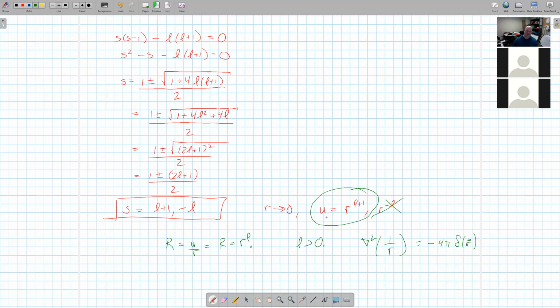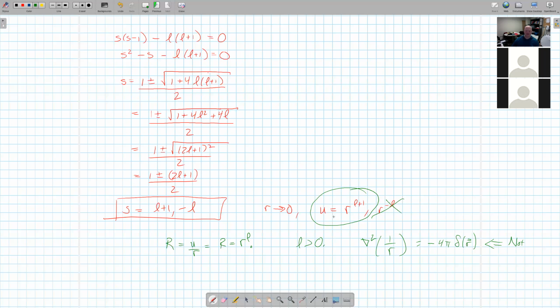Which basically means that if L was equal to 0, then this thing would have to satisfy a delta function, but we don't have a delta function. We have basically a particle sitting there. So this solution is not a valid solution since we don't want a delta function. We want something which is less singular than that.